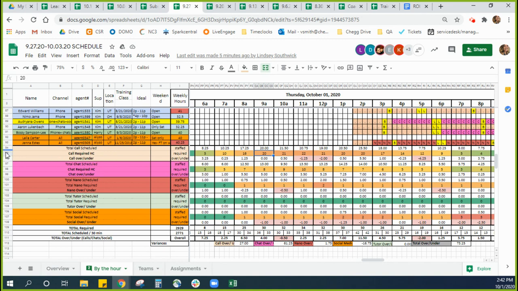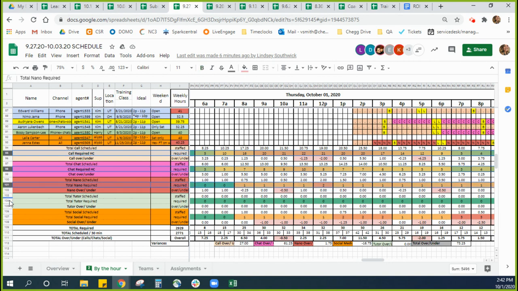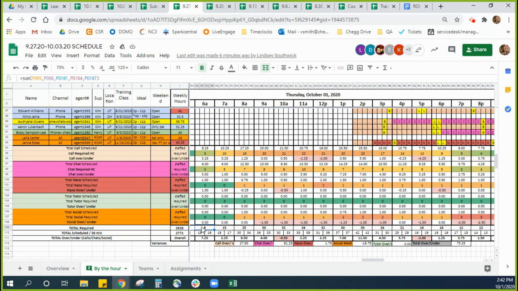So this line shows the required head count for each channel. You can see we needed 5 in calls, 3 in chats, 0 in nano, 0 in tutors, 0 on social media. And then right here at the bottom, where it says total required, it does the math for you. Since we've got so many channels going on, you don't have to count 5 plus 3. You can just see the total required is 8 among all the channels.